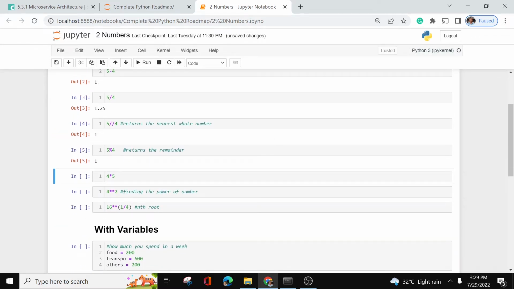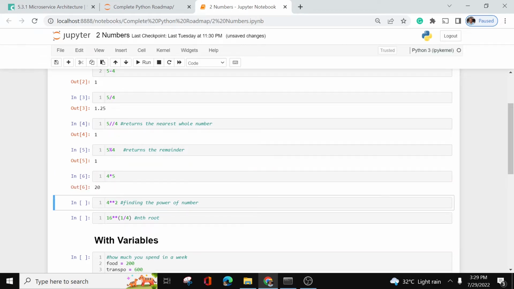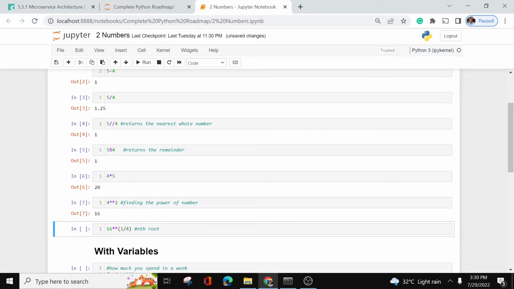And this one is multiplication. It's the asterisk symbol, and that also stands for multiplication. So let's execute this. 4 times 5, of course, we know that becomes 20. If we want to know how to use a power, the exponent, then we're going to use double asterisk. That stands for the power in Python. So let's execute this one. Then we will get 16.